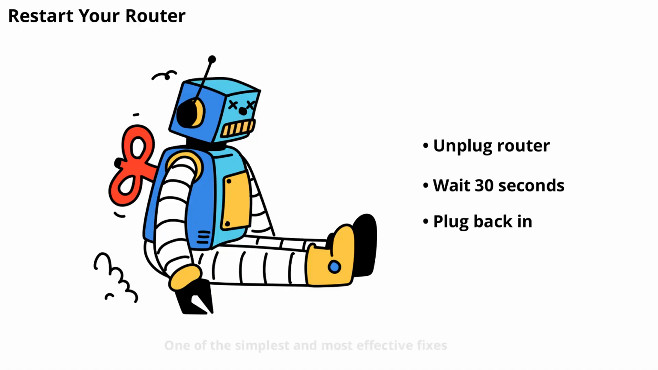One of the simplest and most effective fixes for slow internet is to restart your router. Just unplug it from the power source, wait about 30 seconds, and plug it back in. This can clear temporary glitches and refresh your connection, often resulting in a noticeable speed boost.